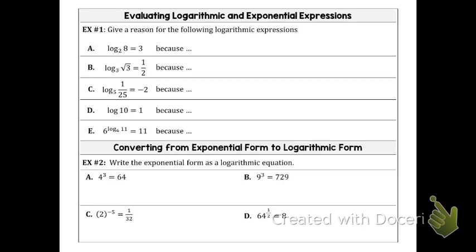All right, so let's look at example 1. It says, give a reason for the following log expressions. And so it says log base 2 of 8 equals 3 because, well here, this is in log form. So we know it's log base b of x equals y. And we're going to change it to exponential form, b to the y equals x. So if I look at a, my base is 2, my x is 8, and my y is 3. And so if I change that to exponential form, I get b to the y equals x, and that's true. 2 to the third is equal to 8. So that's why log base 2 of 8 equals 3.